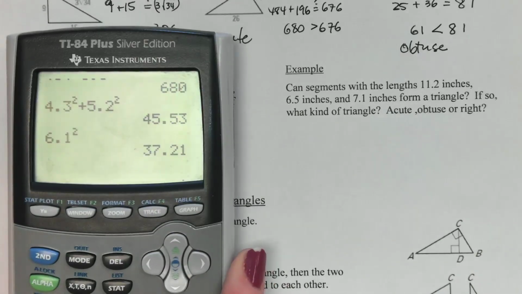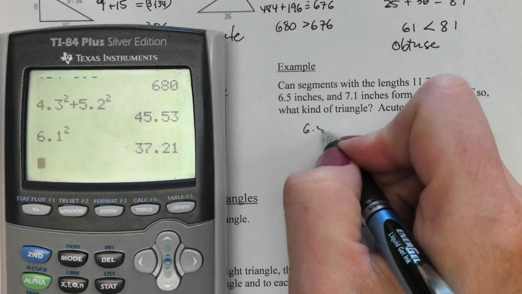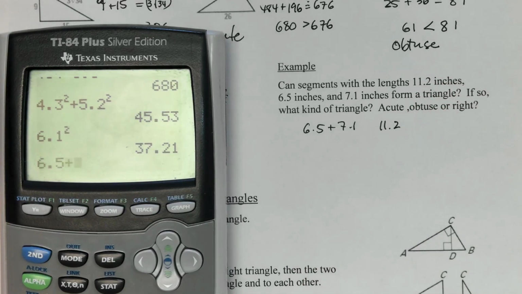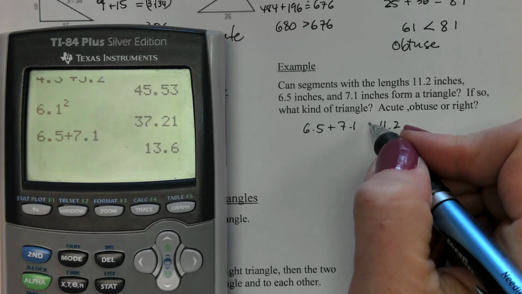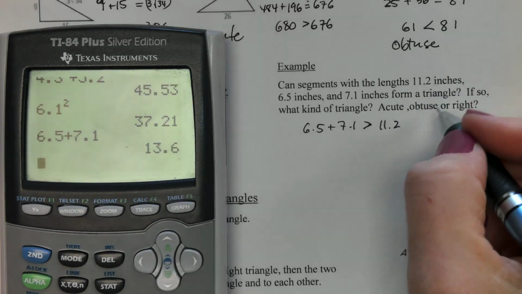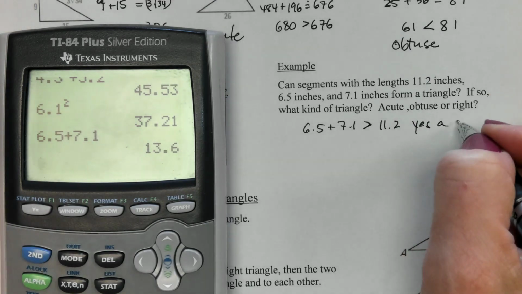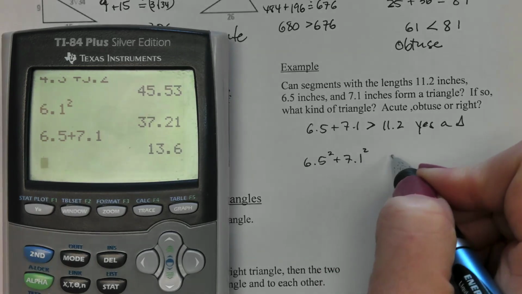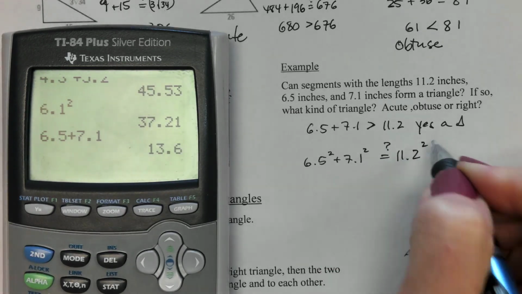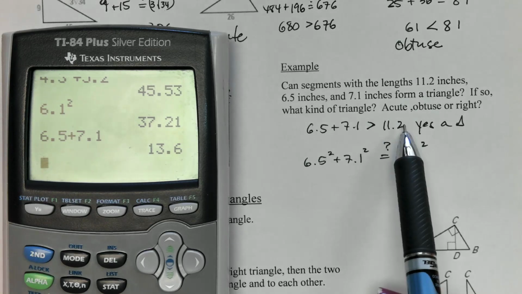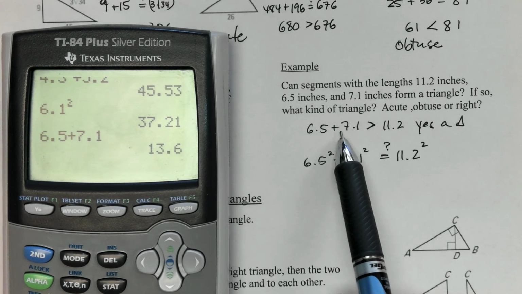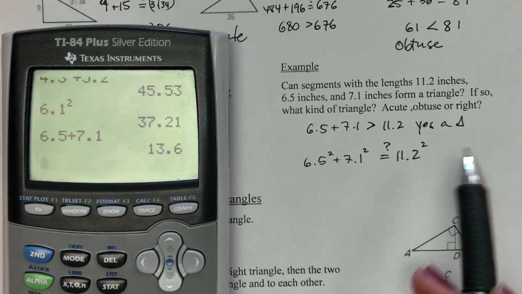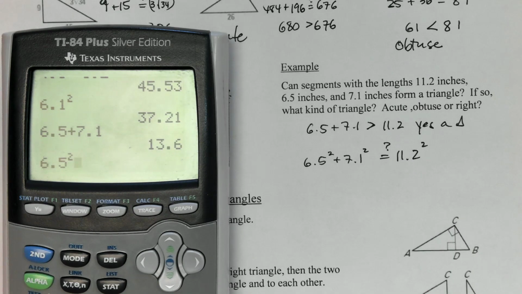Last one, can those segments make a triangle? Again, my two smallest ones have to be added together and my third one by itself. So 6.5 and 7.1, yep, they're bigger, so that means I have at least a triangle. Yes, a triangle. Now we need to know what kind. So 6.5 squared and 7.1 squared, and we're going to see how that compares to 11.2 squared. First we're doing them not squared, just the two smallest ones, making sure they beat the third side. And then we're squaring them all to figure out what kind of triangle we have.